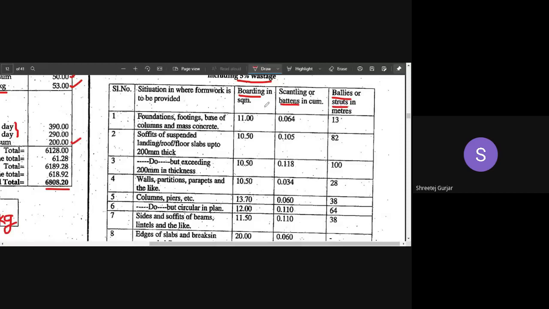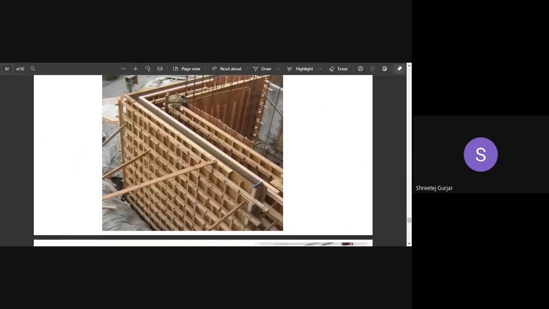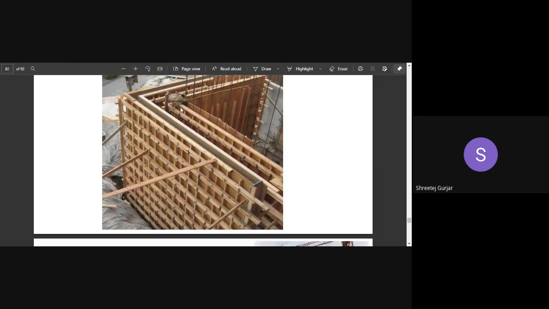Now these particular terms, boarding, battens, and struts or bellies, what we call, I will show you images of what these boarding, scantling, battens are. Okay, so are you able to see this screen, wherein you can see formwork for a wall? Formwork for an RCC wall is seen.